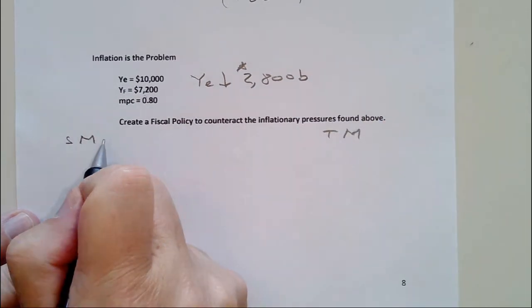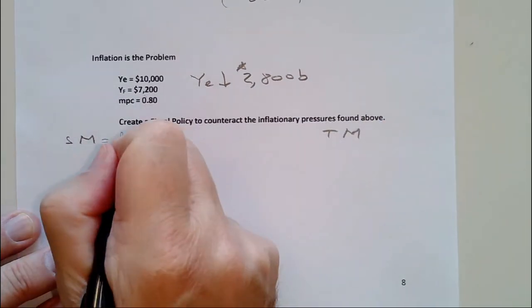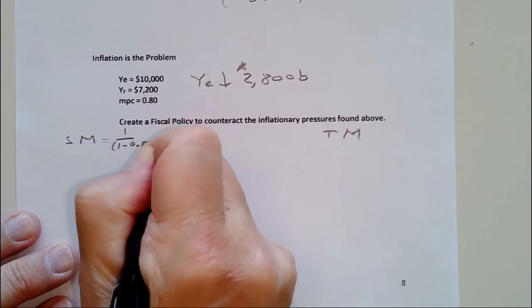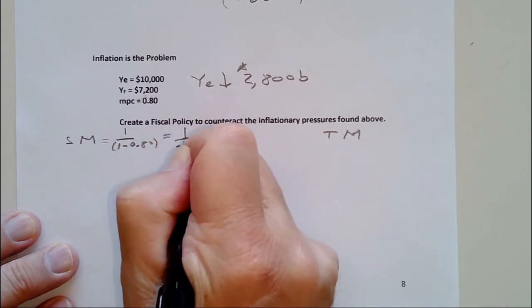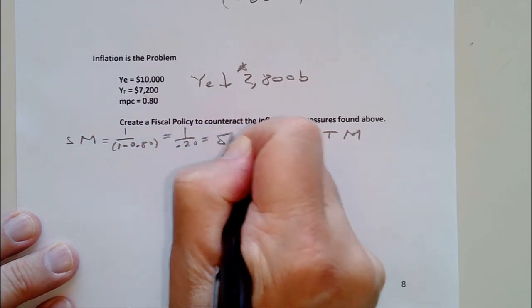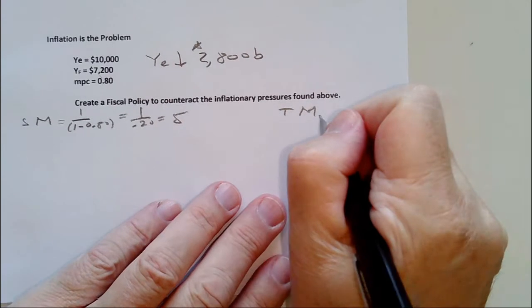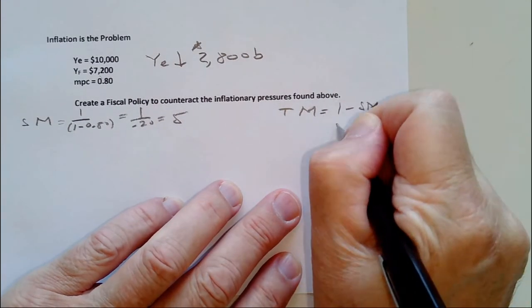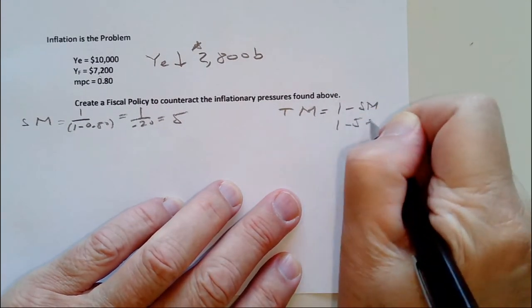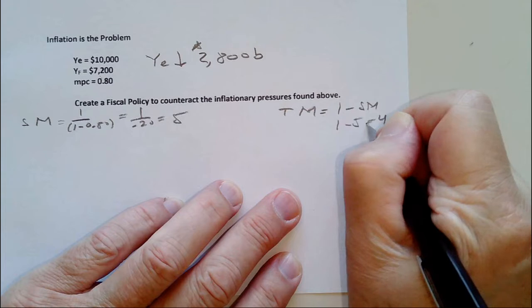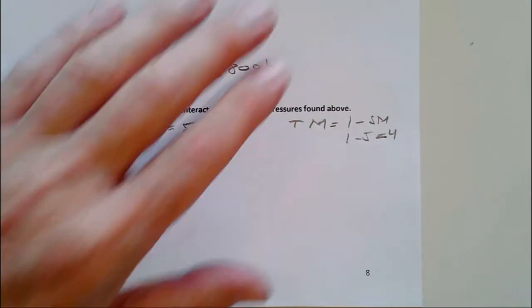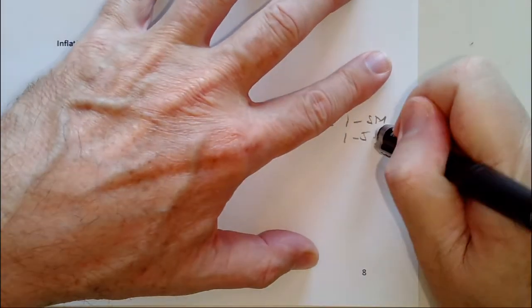Spending multiplier, in this case the MPC is 0.8, and so it's 1 over 1 minus 0.8, which is 1 over 0.2, and 0.2 goes into 1 five times. Tax multiplier will be 1 minus spending multiplier, and that would be 1 minus 5, which is negative 4. You can also take the negative MPC over the MPS. That's a negative 4.